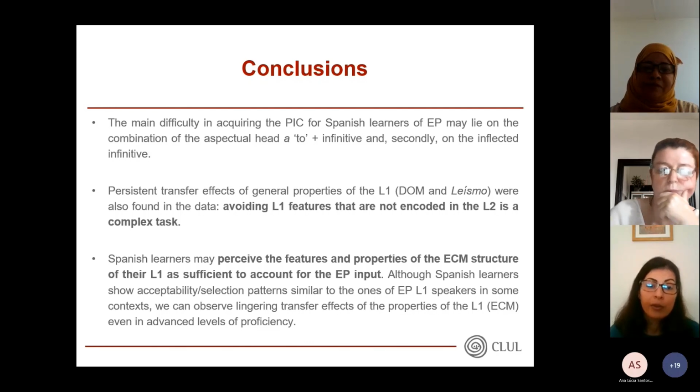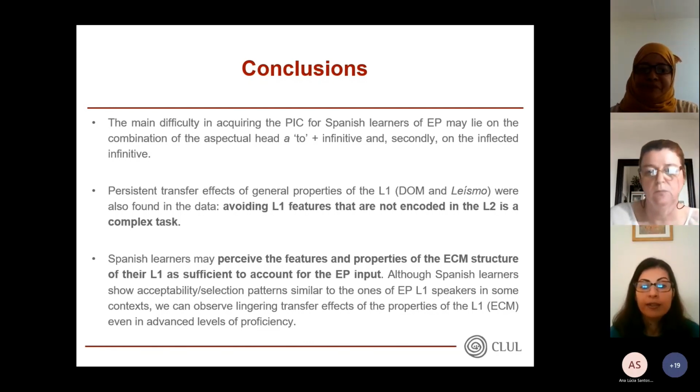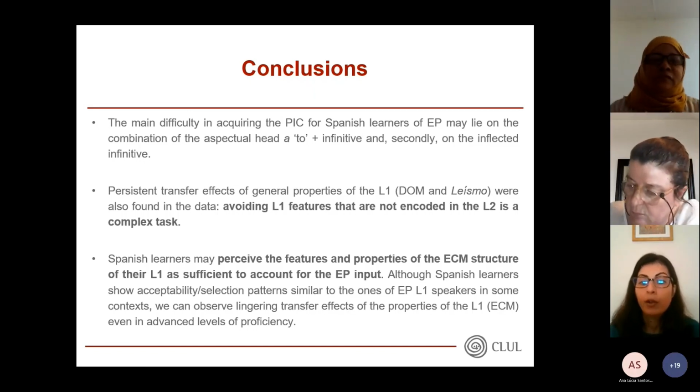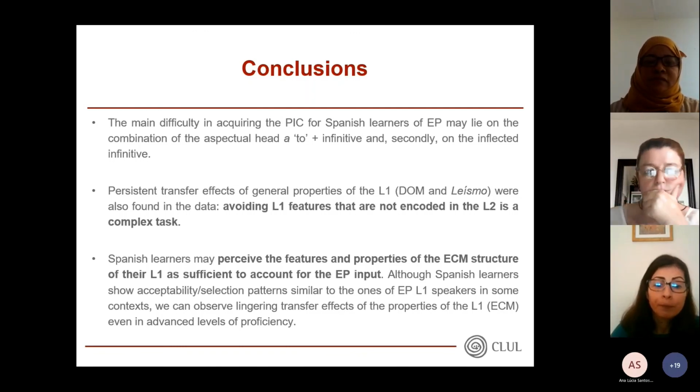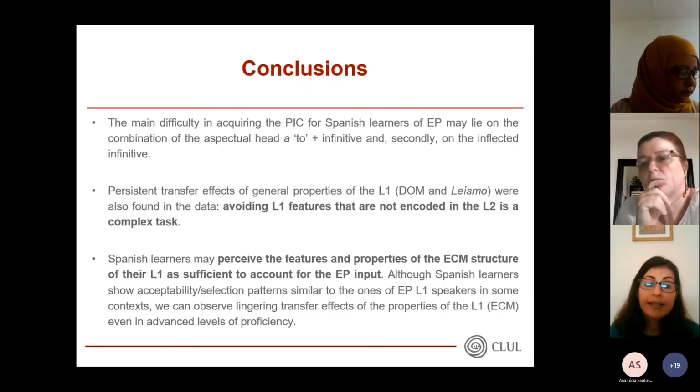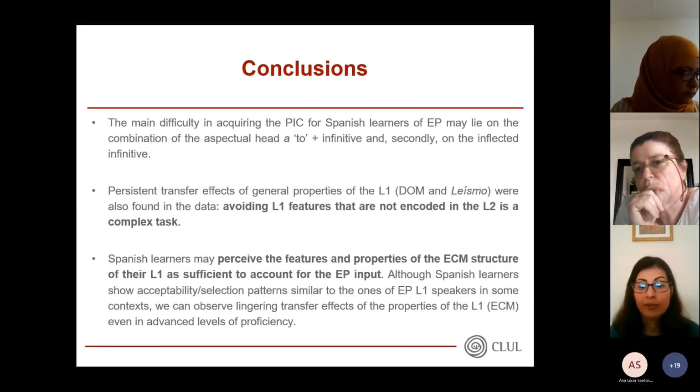We also found in the acceptability judgment task some persistent transfer effects of general properties of the L1, namely differential object marking and Leismo. And this is in line with the hypothesis that avoiding L1 features that are not encoded in the L2 may be a complex task. We also hypothesize that Spanish learners may perceive the features and properties of the ECM structure of their L1 as sufficient to account for the Portuguese input.